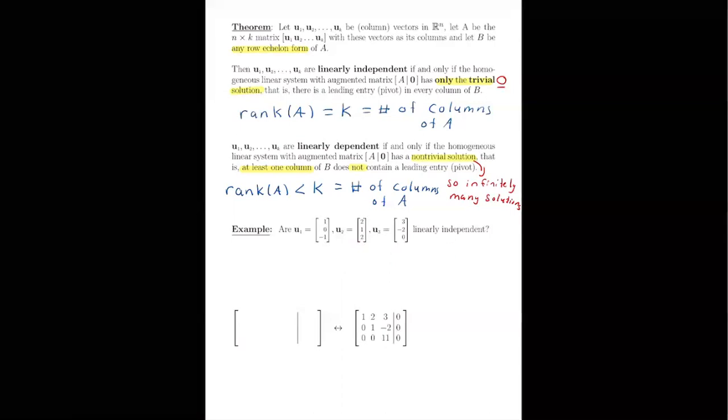So we're going to do the same thing again. Here I've relabeled these vectors. They were called V before, now they're called U, just to match the notation of this theorem. We want to know if these vectors are linearly independent. So again, the setup is we take these vectors and write them as the columns of a matrix that we're going to call A. All right, so this becomes our matrix here. This is A.